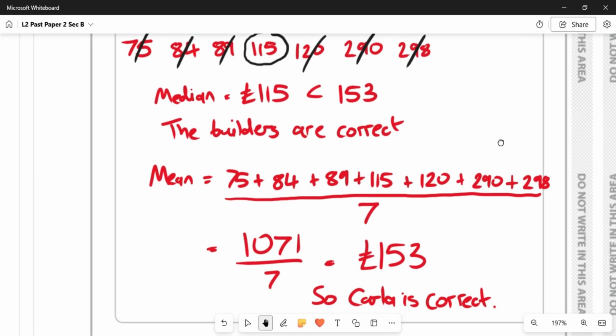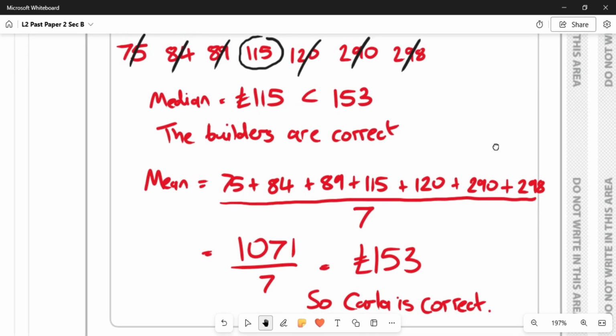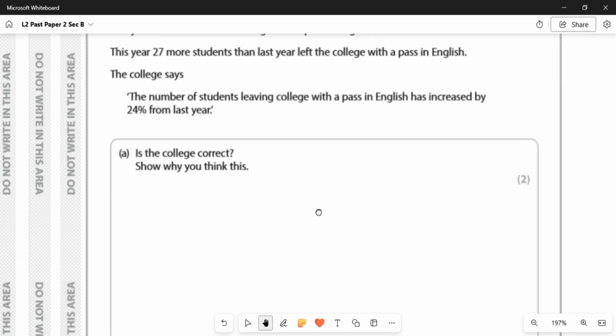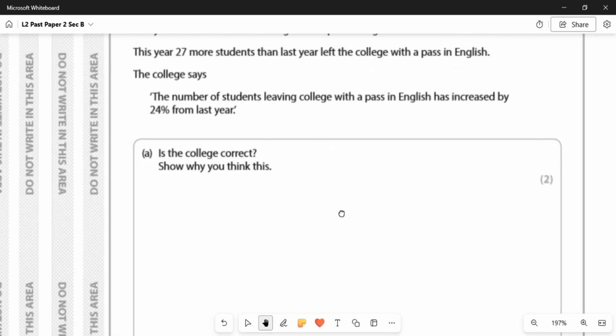4 marks. That's a nice question. I like that one. Well, let's move on to the next one. Question 4. Last year, 123 students left college with a pass in English. This year, 27 more students than last year left the college with a pass in English. The college says the number of students leaving college with a pass in English has increased by 24% from last year. Is the college correct? Show why you think this. It's only 2 marks for part A. Okay, I'll have a look at part B in a minute.